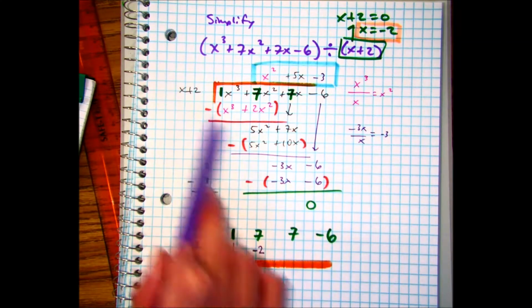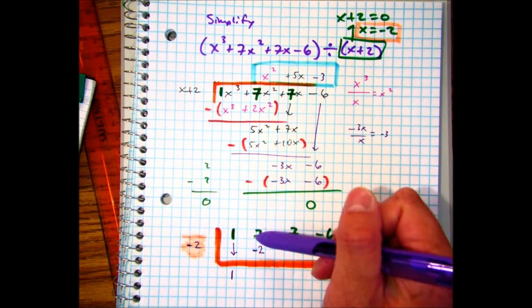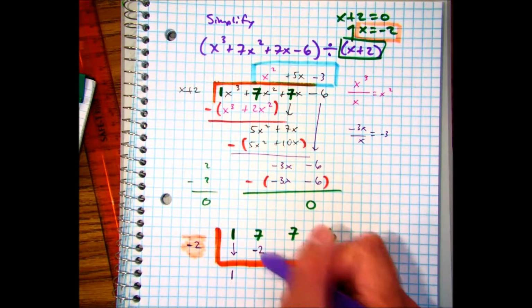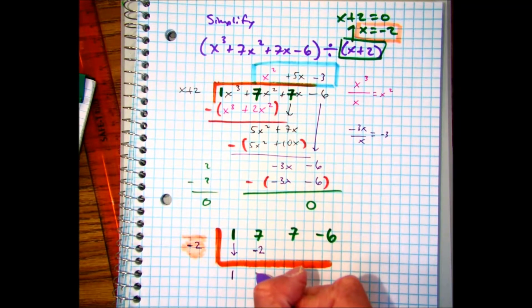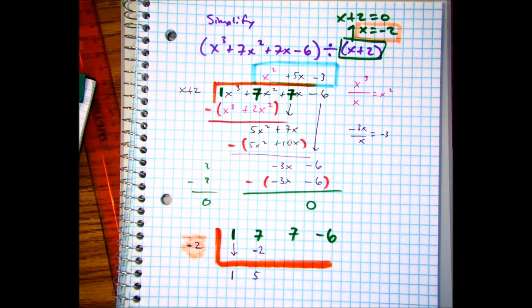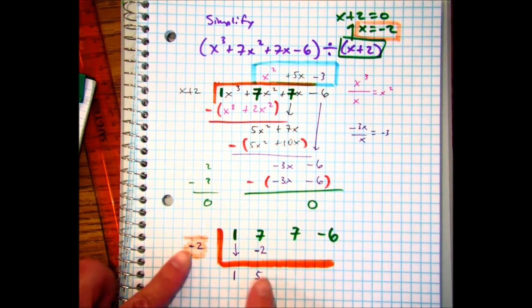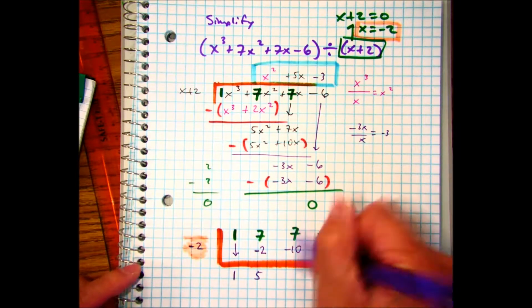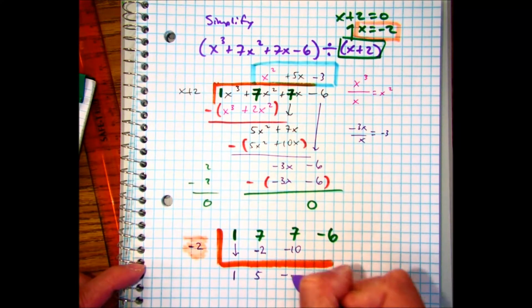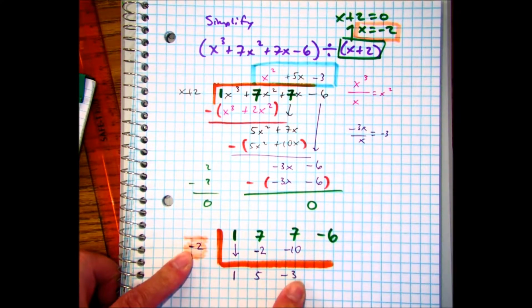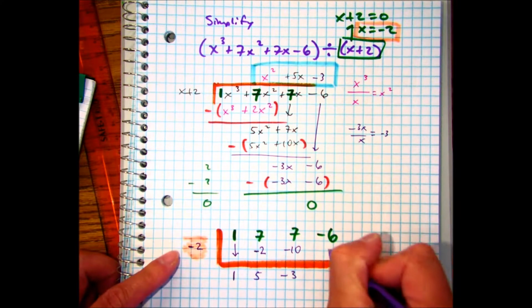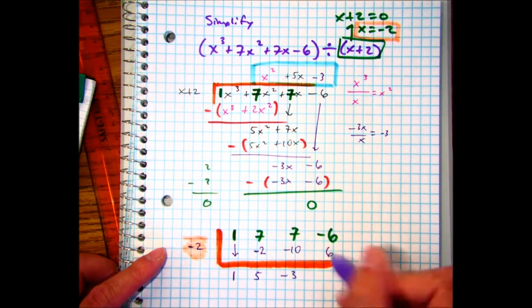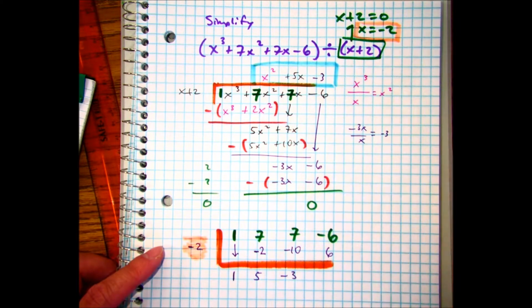In long division, we actually subtracted. For synthetic division, you'll add down. So 7 plus negative 2, or 7 minus 2, is 5. And then we're just going to keep repeating the process. Class, multiply, what do you get? Negative 10. Add down. Negative 3. Multiply. 6. Add down. 0. Okay.